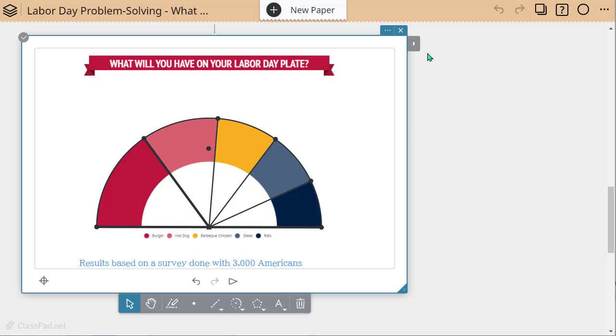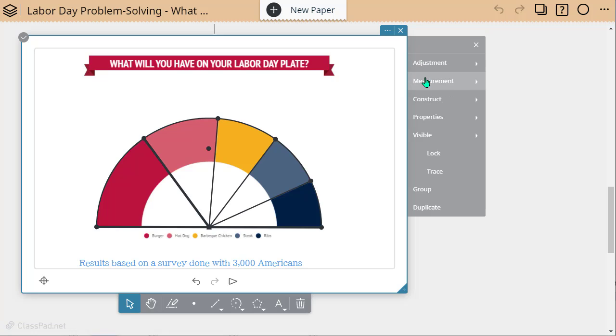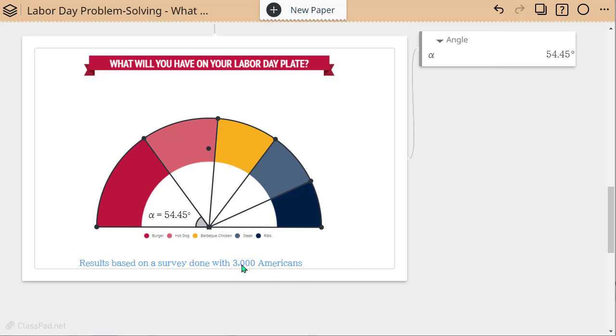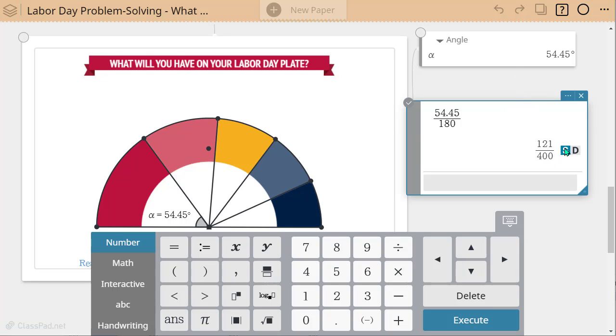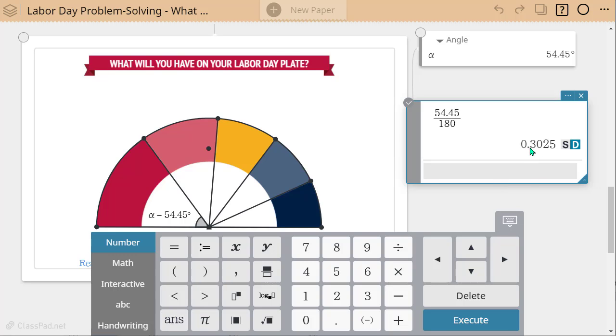So let's measure this one angle right here that represents burgers. I measure it, and it tells me that it measures 54.45 degrees. How can I use that to figure out how many of those 3,000 Americans are eating hamburgers? Well, I'm going to get my calculate tool out, and I'm going to do 54.45, that angle measure, out of the 180 that the whole semicircle is. That gives me my fraction form, but I'm going to change it to a decimal. If I were to convert that to a percentage, it's about 30% of those Americans.